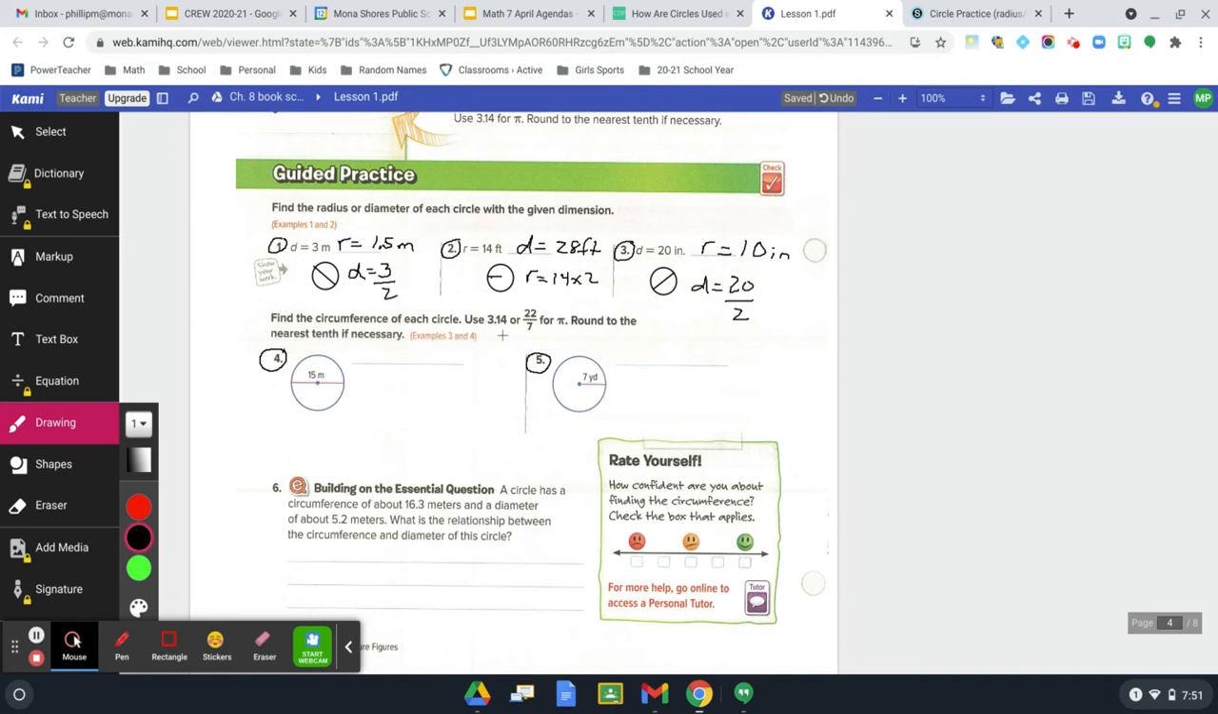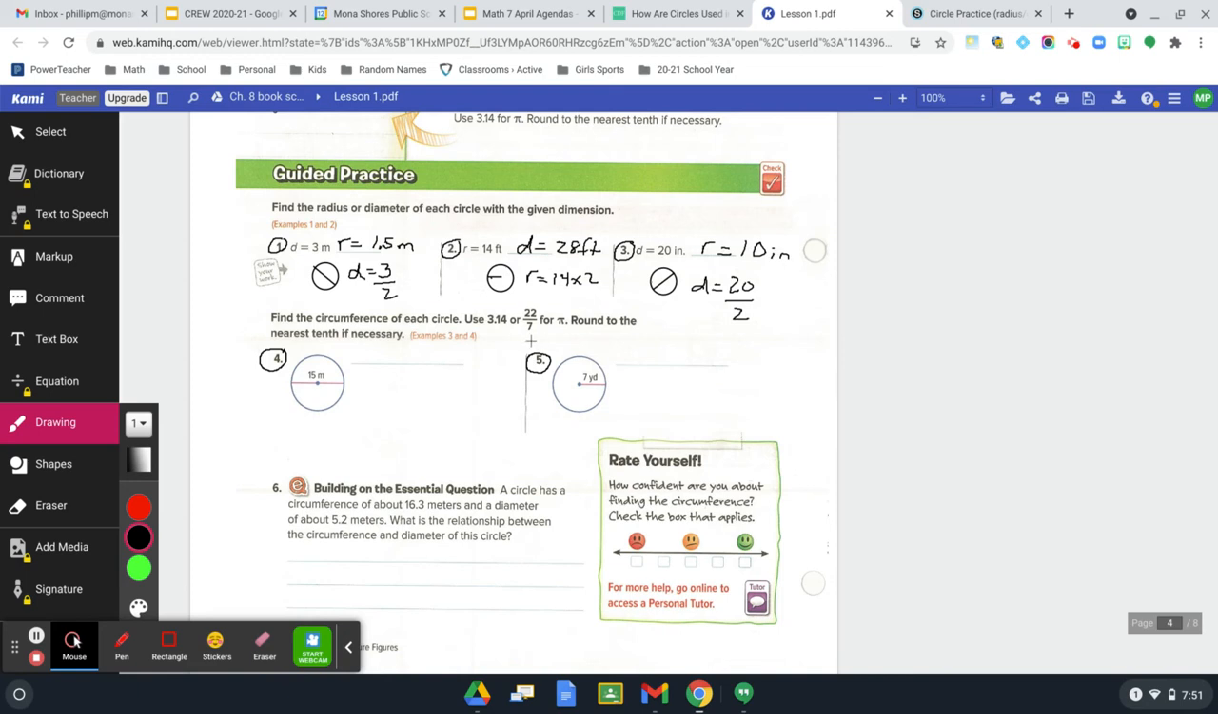Now, let's talk about pi, that Greek symbol. We know pi as a Greek symbol, an irrational number that goes on and on and on, never repeating. So 3.14 is just the shortened version of it. It just helps you make it a little easier to calculate. The 22 over 7 actually still is 3.14.